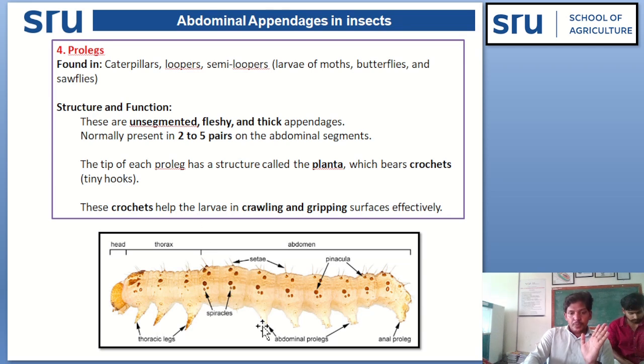The tip of each proleg is a plate-like structure. We call that plate-like structure the planta. And this planta bears crotchets, that is, tiny hooks. So that plate-like structure bears small hook-like structures, the crotchets. These crotchets help the larvae in crawling and gripping the surface effectively. That is the importance of crotchets in case of prolegs.